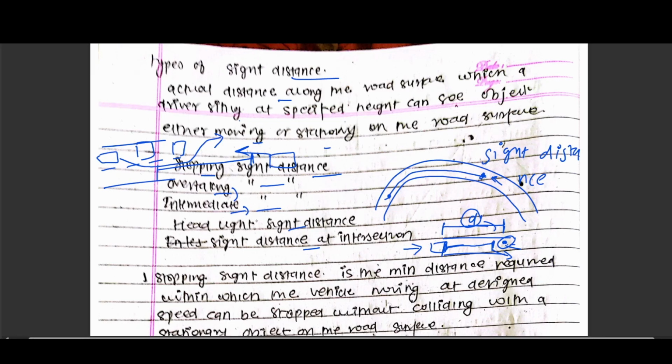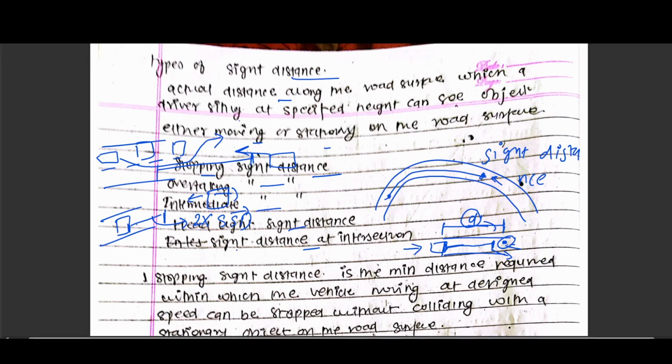And what is the intermediate sight distance? Sometimes there will be a one-lane road, and suddenly the vehicle sees another vehicle coming from the opposite direction, but obviously it's a one-lane road. So you need to apply the brakes so that you will not collide with this vehicle. This distance is known as the intermediate sight distance, and in general it is taken as two times the stopping sight distance. Okay, fine, we understood up to here.